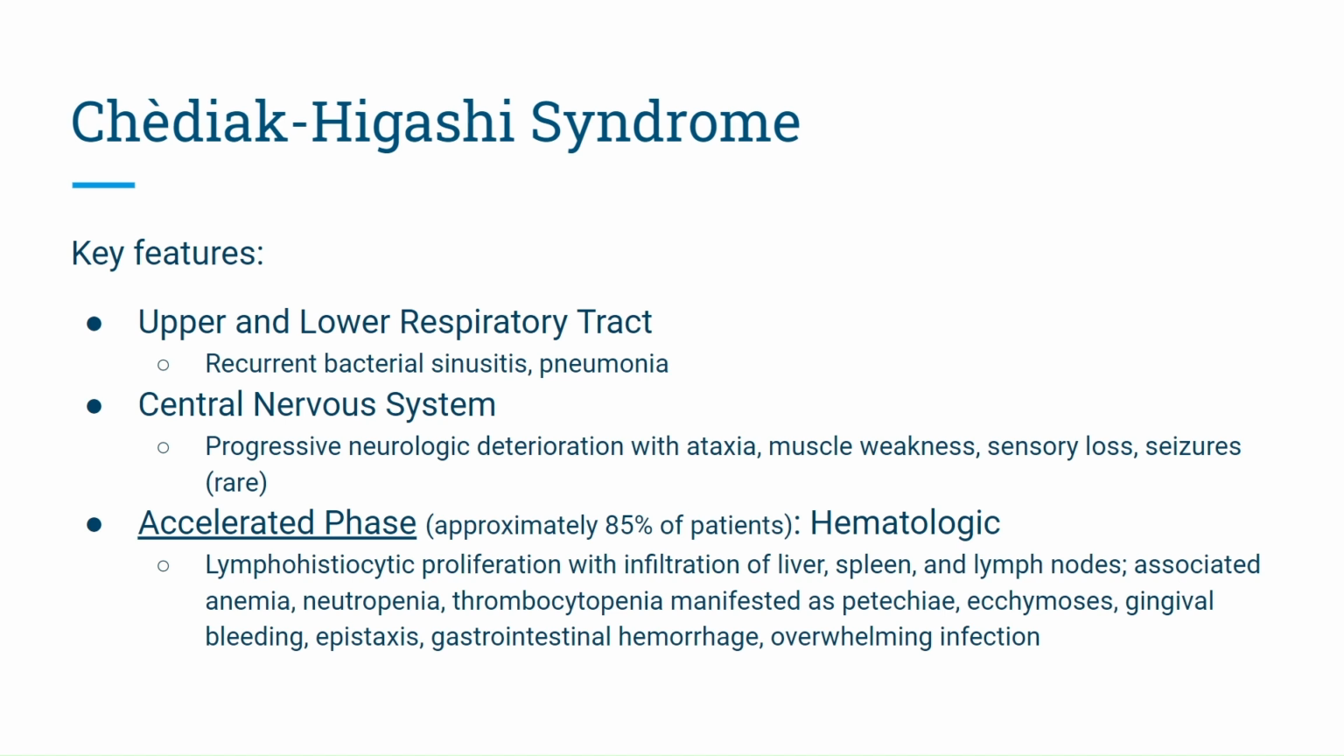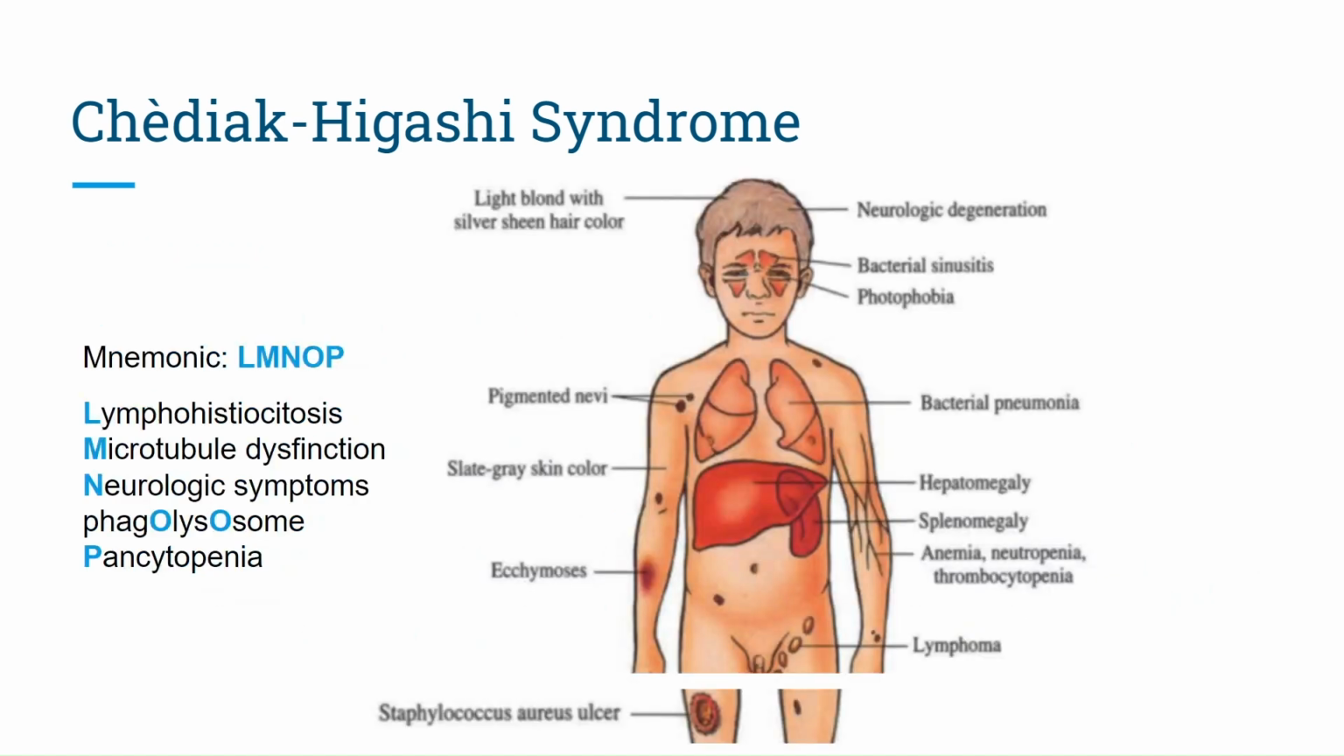Unfortunately, there's an accelerated phase component to this, and this is when you have a lymphohistiocytic proliferation, and that's within the large organs, liver, spleen, lymph nodes. With this proliferation, you'll have an anemia, neutropenia, thrombocytopenia, so then you can have massive, overwhelming bleeding and infection. And this happens reportedly in 85% of patients.